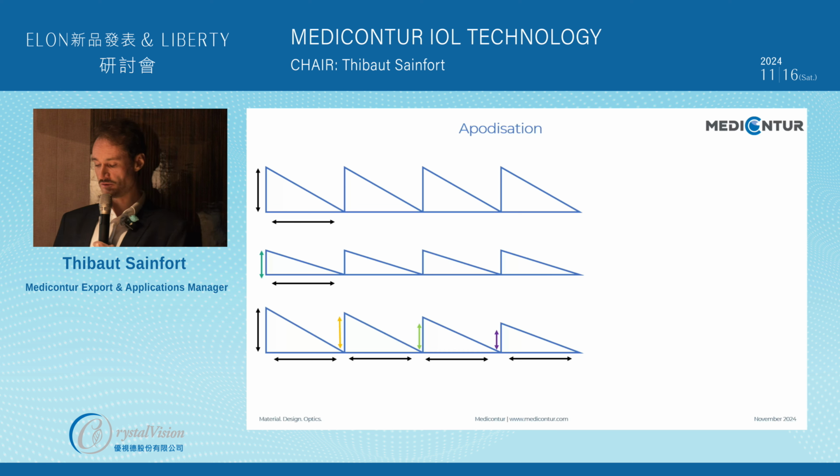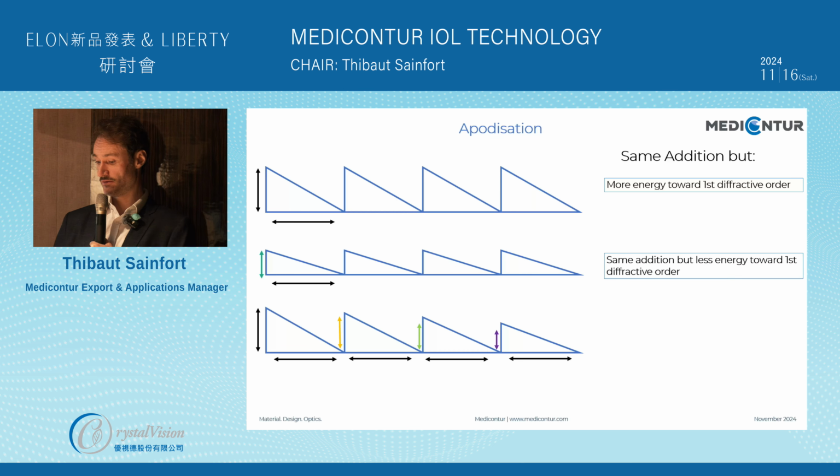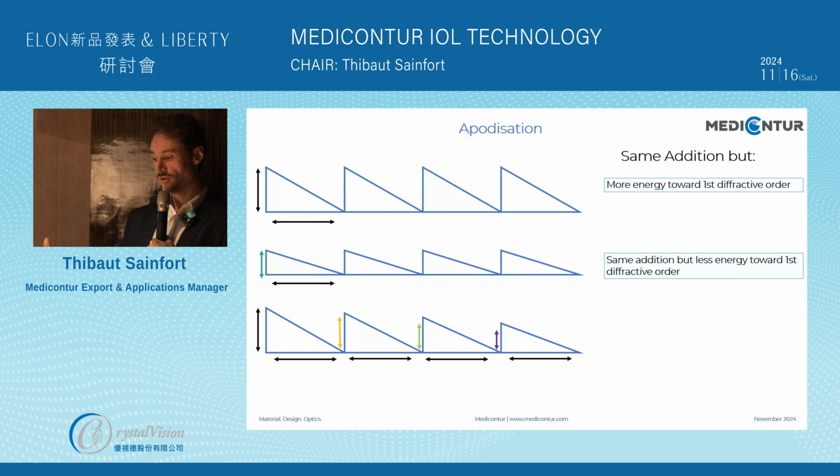So here there are 3 diffractive elements, and you can see the width of the steps is the same. So it represents the same addition, diffractive elements of the same addition. Whereas the height of the steps at the very top is higher than the others. So there is more energy towards the first diffractive order, so towards near vision. Whereas just in the middle, you have less height, so there is less energy towards first order, so more energy towards zero, so towards far vision.